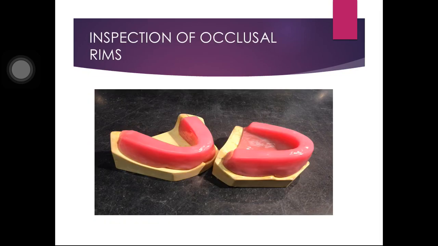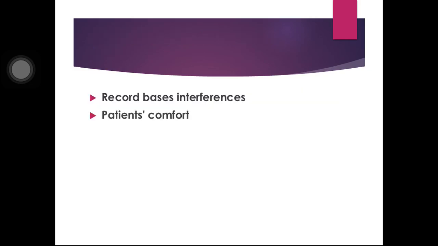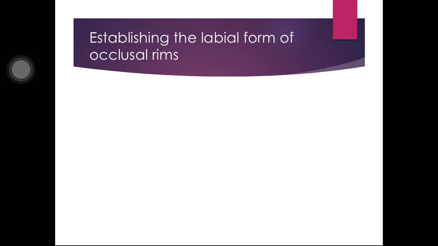So this is the maxillary occlusal rim over the base plate, and this is the mandibular occlusal rim over the base plate. During try-in, we have to check the record base interferences and the patient's comfort. After that, the second step is establishing the labial form of occlusal rims. This step basically is dependent on the dentist's ability to evaluate the aesthetics of the patient.